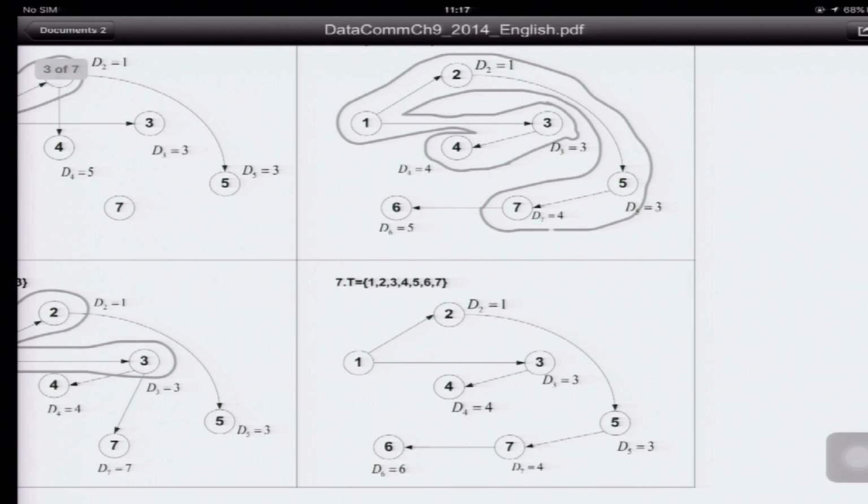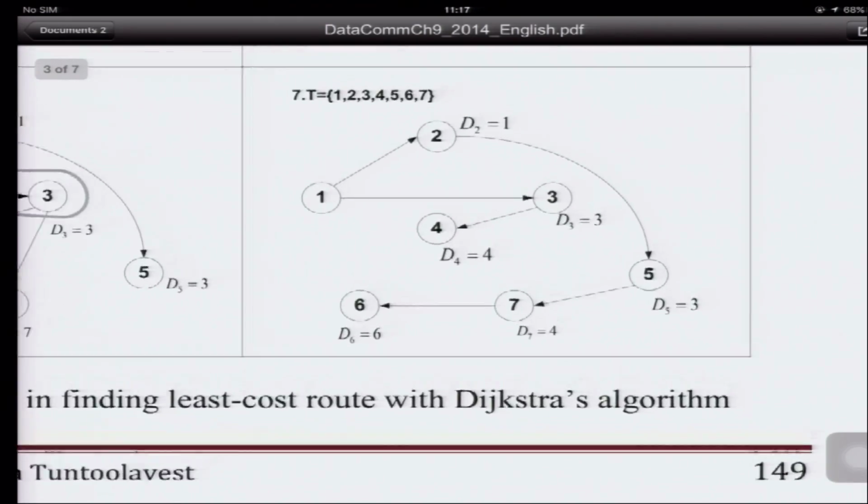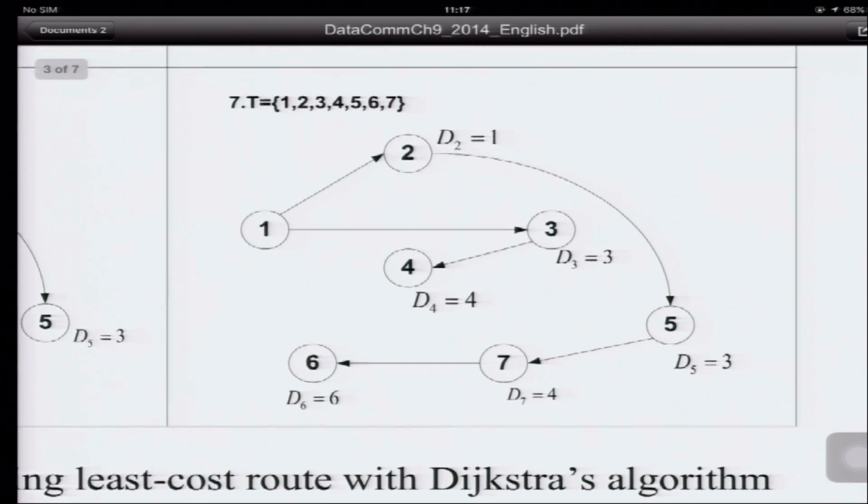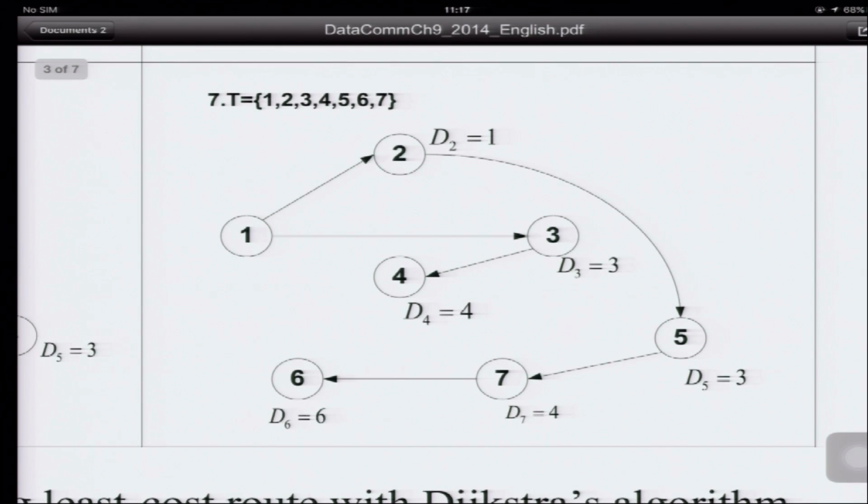So 1 to 2 directly, 1 to 2 to 5, 1 to 3 directly, to 4 we will go 1, 3, 4, to 7 we will go 1, 2, 5, 7, to node 6 we will go 1, 2, 5, 7, 6. So if node 1 is the source node, this is the best path that uses the minimum cost to go to all of the nodes inside of the network. So this is the Dijkstra algorithm.